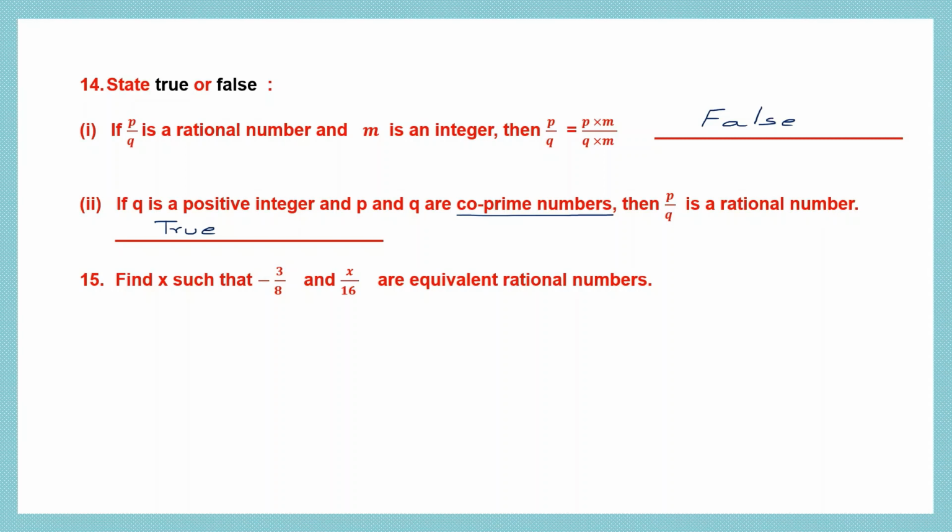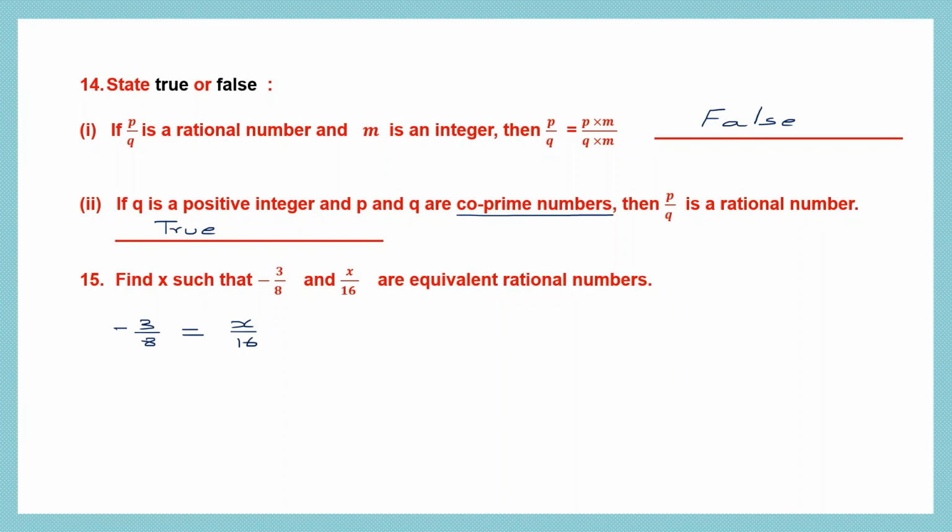Question 15. Find x such that minus 3 by 8 and x by 16 are equivalent rational numbers. So we have to find the value of x. So here we have minus 3 by 8 and x by 16. And what do we know about these two rational numbers? That they are equivalent. That means they are equal to each other. The value is the same. So let's write that equal.